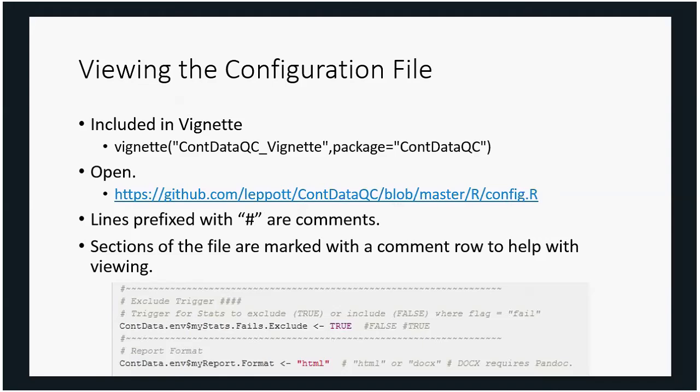Generally I try to include delimiters in between each section, so it's a little bit easier to see. As you can see here, there's a screenshot of the code with the trigger for whether to include or exclude failures, and then the default file format. Those are different things, so I put in a separator in between them to make it a little bit more human readable.